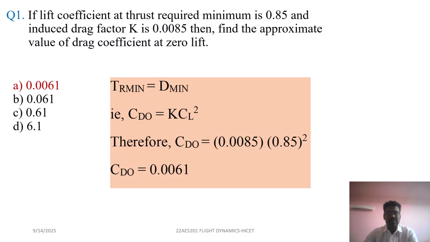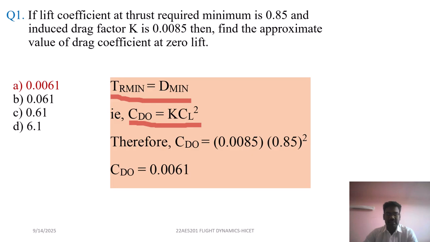To solve this problem, we know that for steady level flight, the forward force thrust is equated by the rearward force drag D. So T is equal to D. From the given condition, thrust required minimum is equated to drag minimum. For the drag minimum, we know the condition: zero lift drag coefficient is equal to drag due to lift coefficient, that is CD naught is equal to K CL square. So this is the formula we can apply here to find the solution.